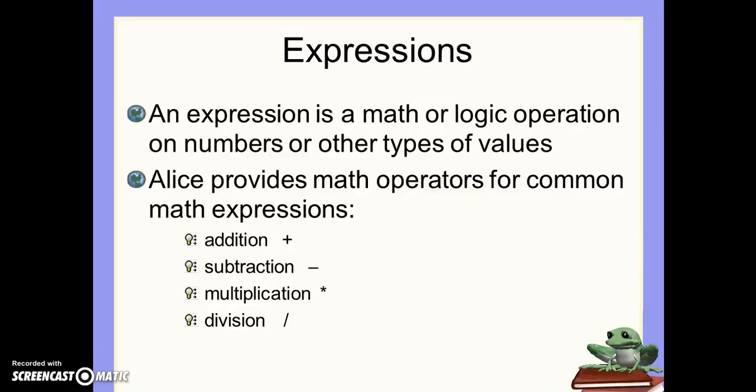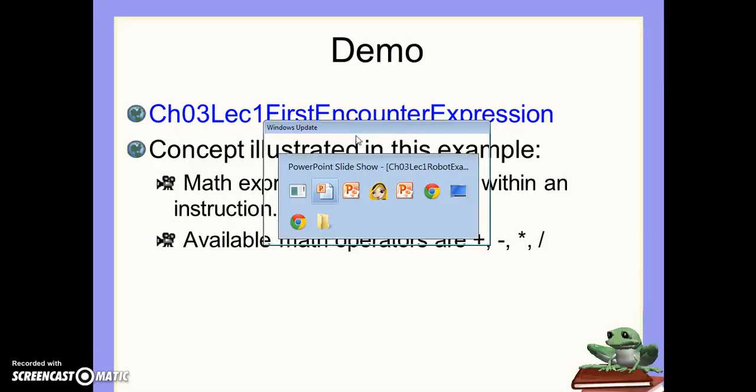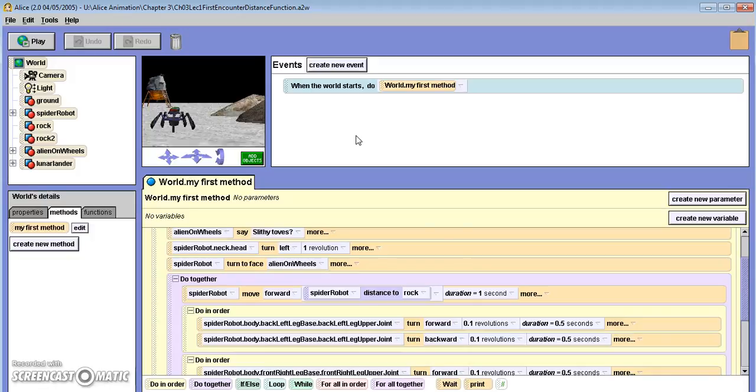We can also do this by including an expression. Now, an expression is a math or logic operation on numbers or other types of values. Atlas will allow us to do this with different math operators for common math expressions such as addition, subtraction, multiplication, and division. So let's take a look at the first encounter world expression example and see what that looks like.